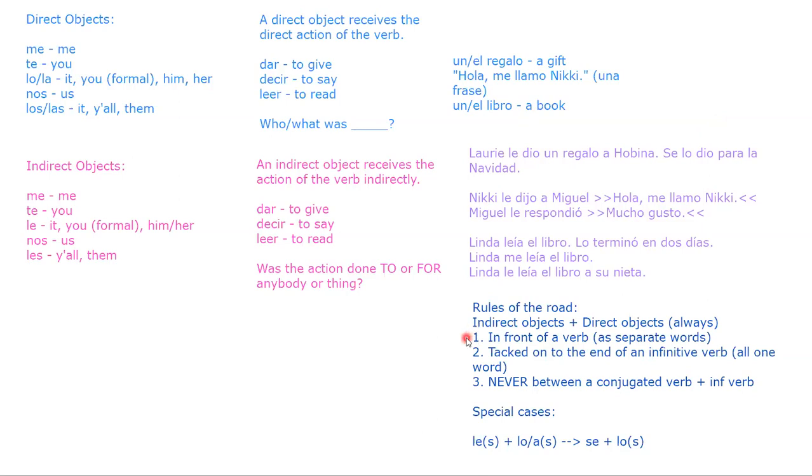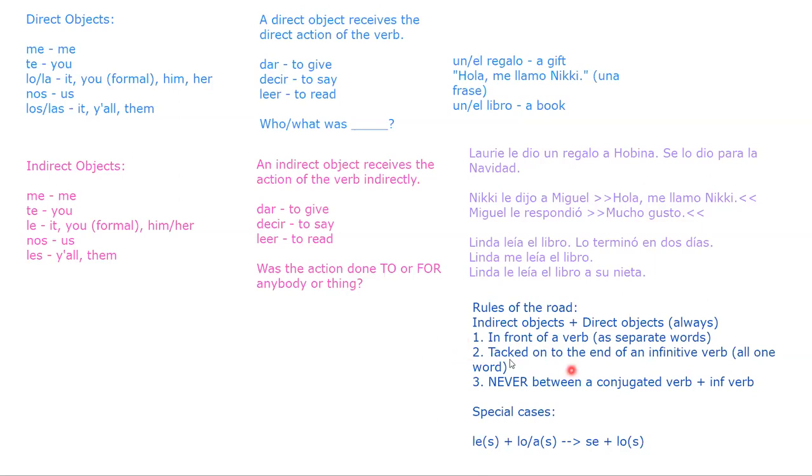Great. You have another choice. If you have a sentence with an infinitive verb, a non-conjugated verb, or a verb that still ends in R, either AR, ER, IR, you can tack on your indirect and direct objects in that order to the end of the infinitive verb and write it all as one word. I'll come up with an example for you in just a moment. Either of these are fine. If you have the option, you can use either.